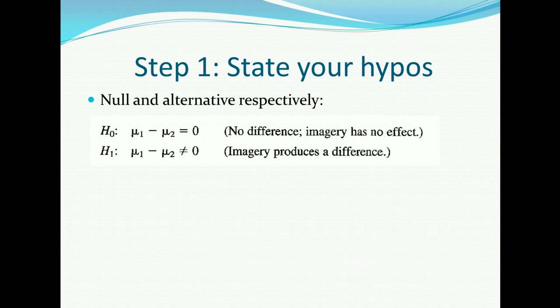First, we need to state our hypotheses, null and alternative. H sub 0 is mu sub 1 minus mu sub 2 equals 0, which would suggest that there's no difference and that imagery has no effect on memorization ability or recall ability, because what we're really talking about is recall here. Then our alternative, H sub 1, is mu sub 1 minus mu sub 2 does not equal 0. So imagery produces a difference of some kind. We can set the alpha at 0.05, which is quite typical.